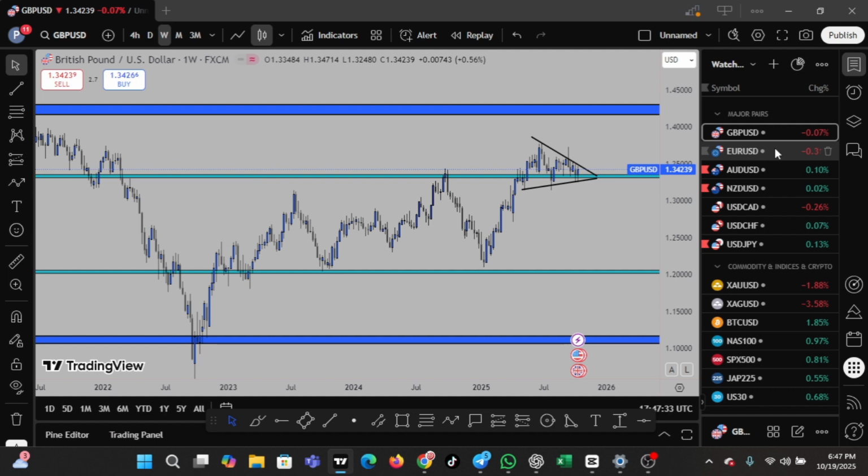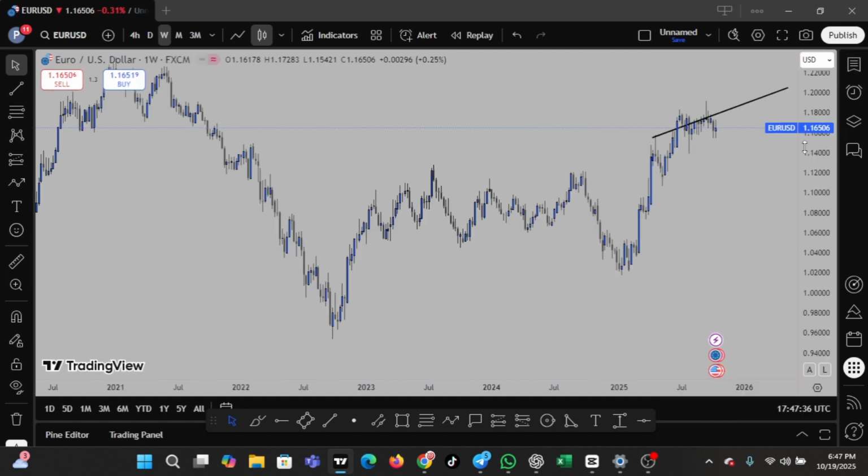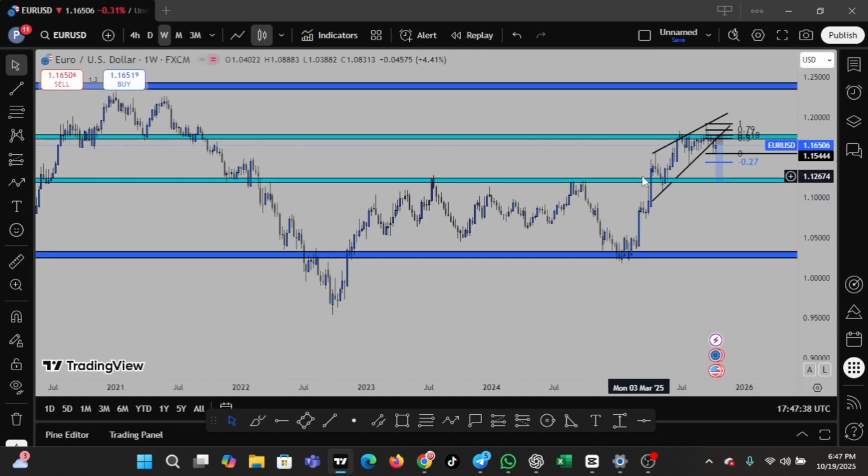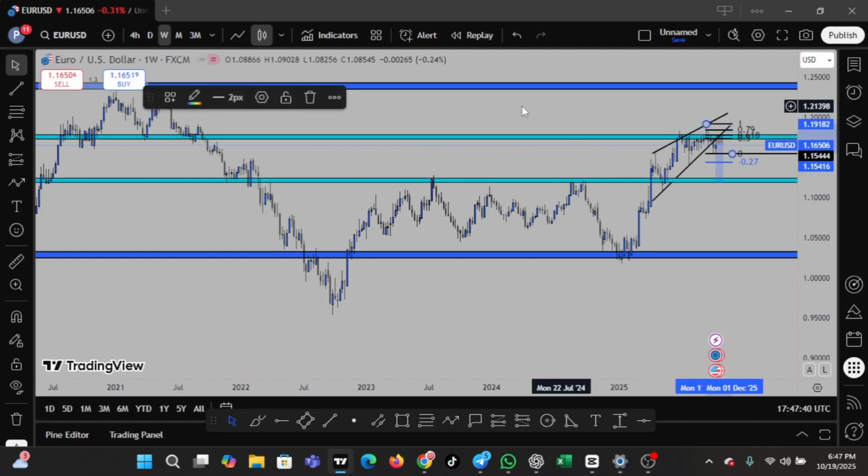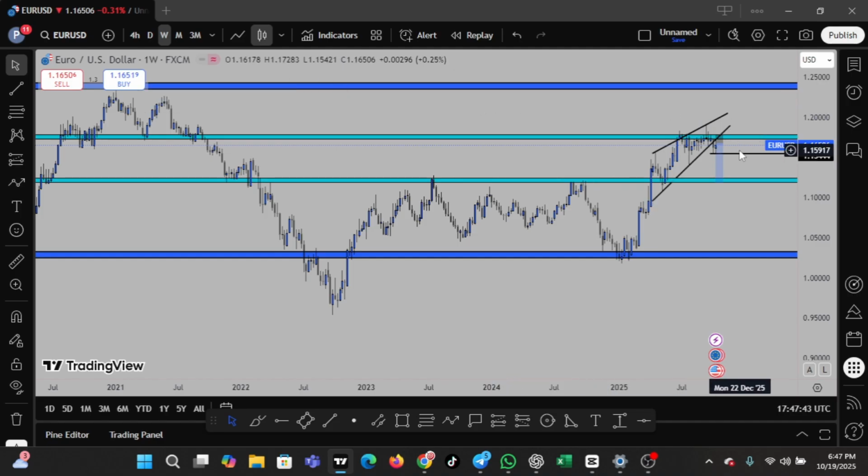So let's move on to EUR USD. EUR USD looks clearer to me than GBP USD. So let me take this off and then re-explain to you.